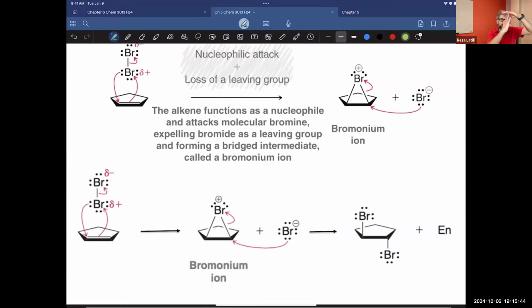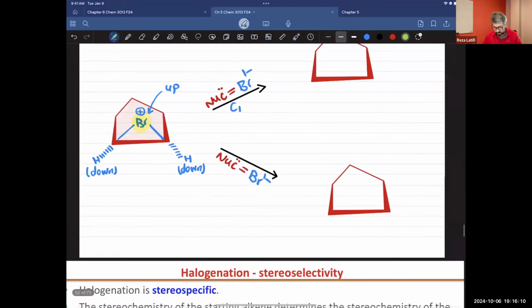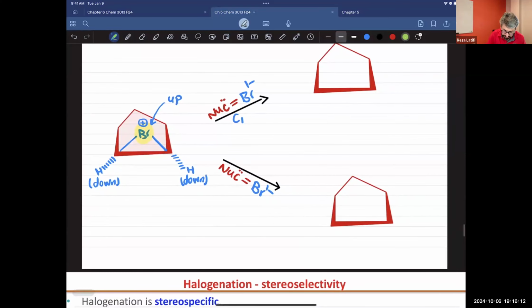It means the addition will happen from the bottom of the molecule, wherever you have the intermediate, the bromonium ion, or technically this bromine that's made a ring. If it's sitting at the top, then the bromide, the nucleophile, will reach it from the bottom. Or if the bromonium is on the bottom of the molecule, then the bromide will reach it from the top.